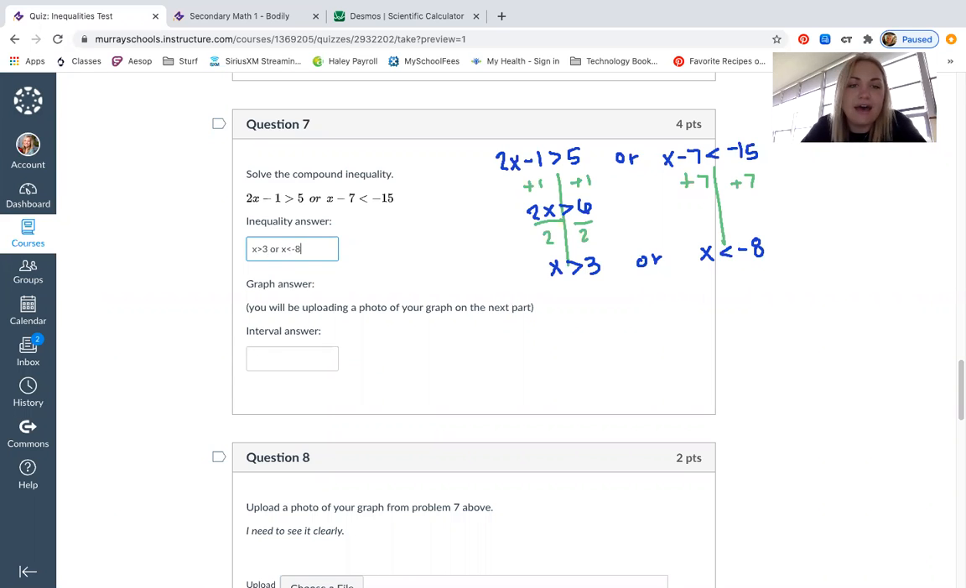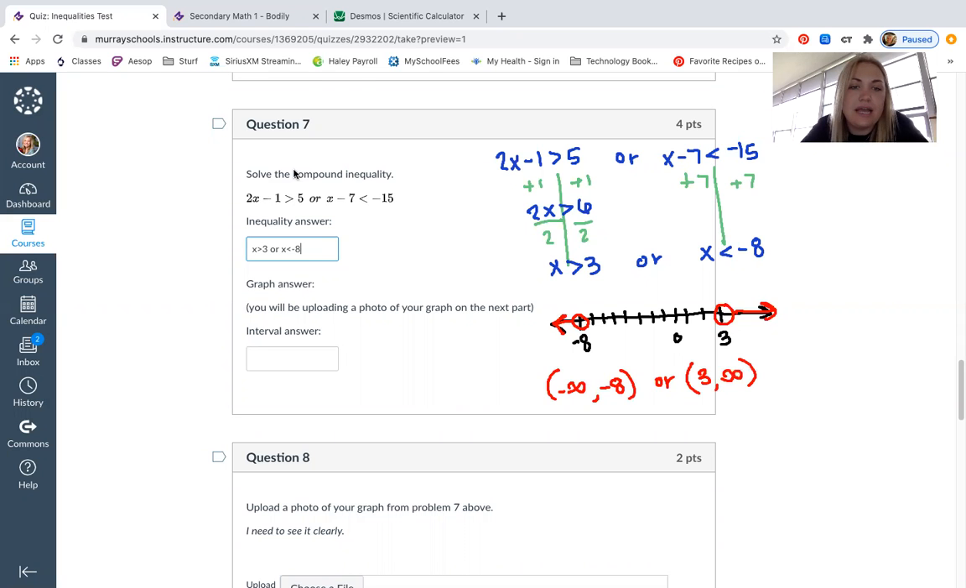Okay, my graph for that is going to look like this. We will draw our number line, and we know we're going to have a negative 8 and a 3. So negative 8, negative 7, negative 6, negative 5, negative 4, negative 3, negative 2, negative 1, 0, 1, 2, 3. Okay, so we are going greater than 3, so open circle at 3, shade the greater side. And then x is less than negative 8, an open circle at negative 8, shading below. That would be negative infinity to negative 8, or 3 to infinity.